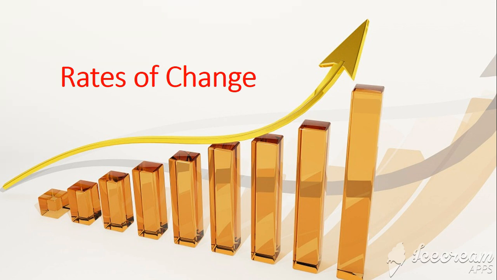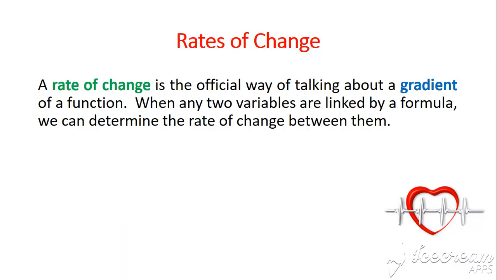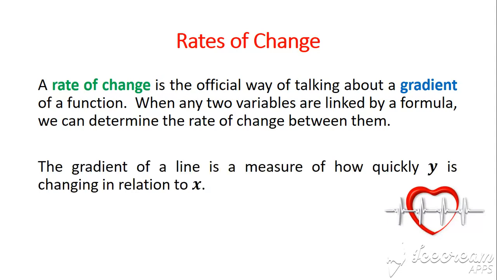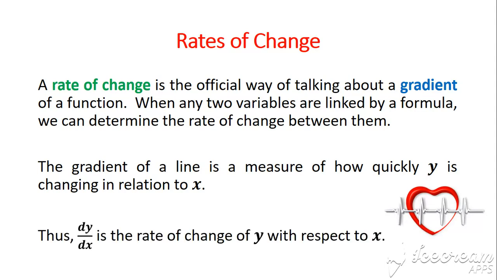In this video, we talk about rates of change. A rate of change is the official way of talking about a gradient of a function. When any two variables are linked by a formula, we can determine the rate of change or the gradient. The gradient of a line is a measure of how quickly y is changing in relation to x. Thus, when we say dy/dx, which is the formal way of writing a gradient, we say it is the rate of change of y with respect to x.